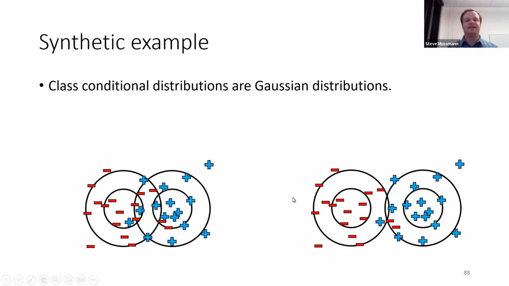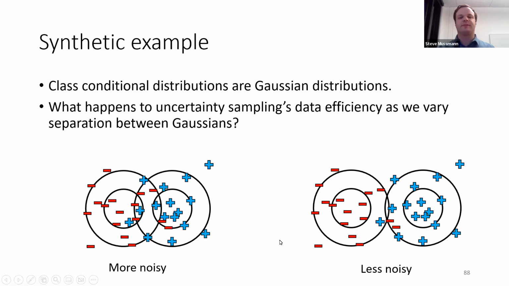So we'll look at class conditional distributions that are Gaussian. We have the minuses drawn with mean this, positives drawn with mean this. And then what happens to uncertainty sampling's data efficiency as we vary the separation between the Gaussians? On the left, we have a more noisy data distribution because there's more overlap. On the right, it's less noisy because there's less overlap. But again, what's the quantitative way to measure this amount of noise?